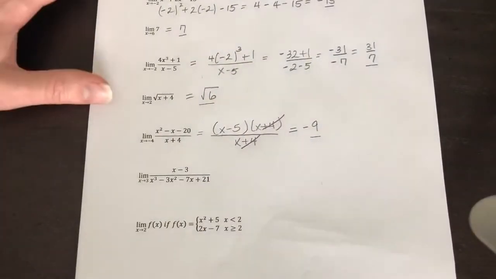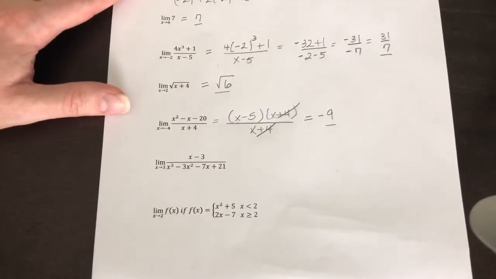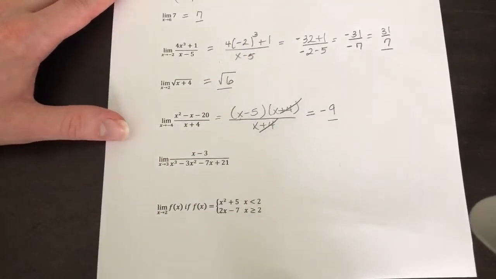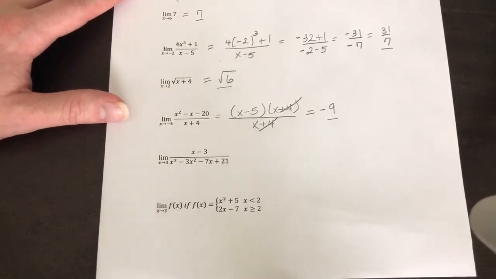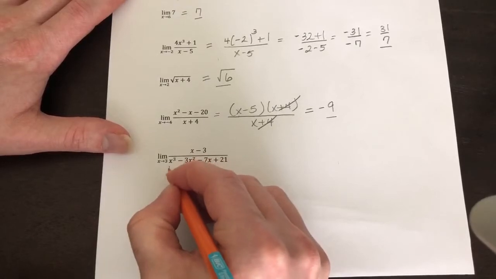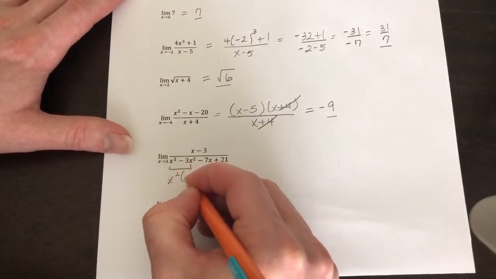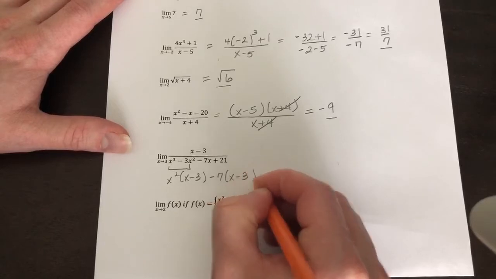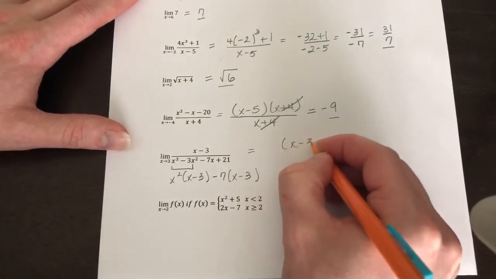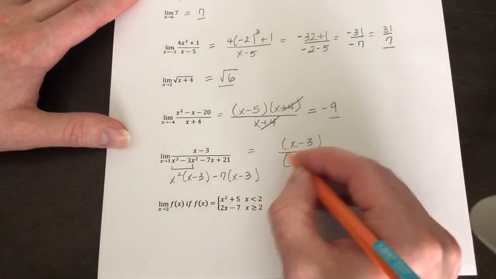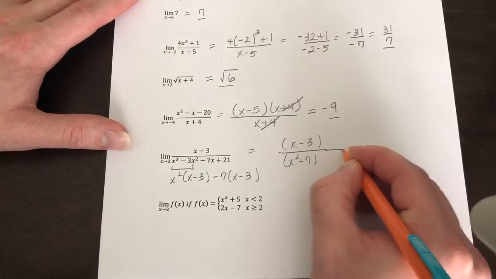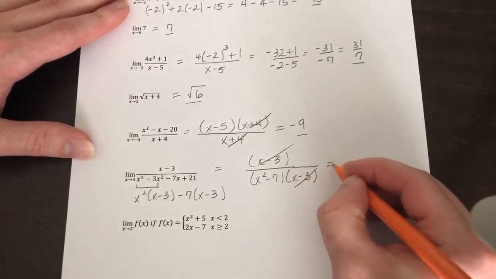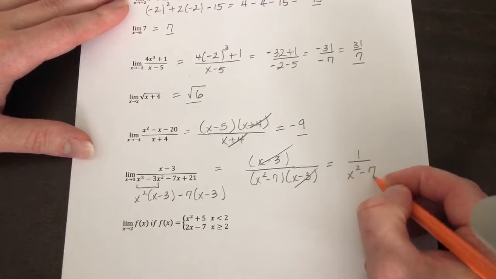Okay, next example problem. Now, when we go to factor this, this is going to be a factoring by grouping kind of thing. So anytime you have 4 terms, we have to make sure that we factor by grouping. So these 2 terms have an x squared in common, and these 2 terms have a -7 in common. So this thing's going to factor to x minus 3 all over x squared minus 7 and x minus 3. We're going to cancel the x minus 3's, and we're left with an x squared minus 7 on the bottom.